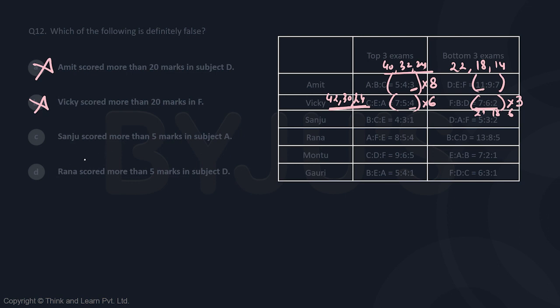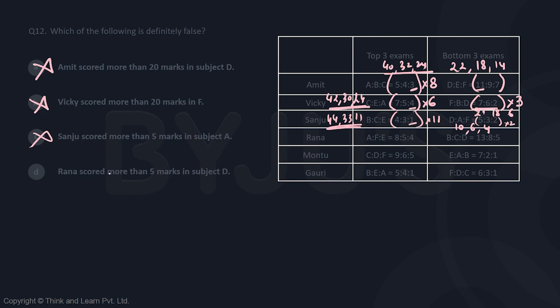Let's talk about Sanju. Sanju scored more than 5 marks in A. If this is more than 5, these scores must be doubled. If they are doubled, they would become 10 and 6 and 4. And this score should be more than 10. So therefore, I have to multiply them by 11 at least. By multiplying them by 11, I will have 44, 33, and 11. Yes, even this is possible. Of course, my answer should be D.